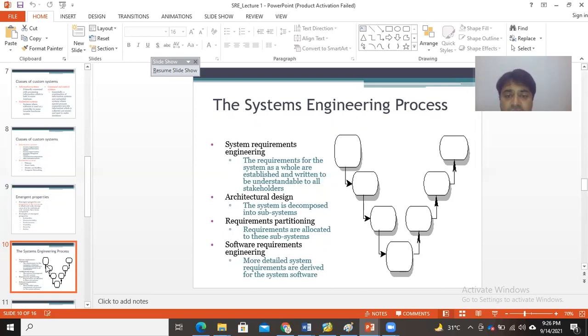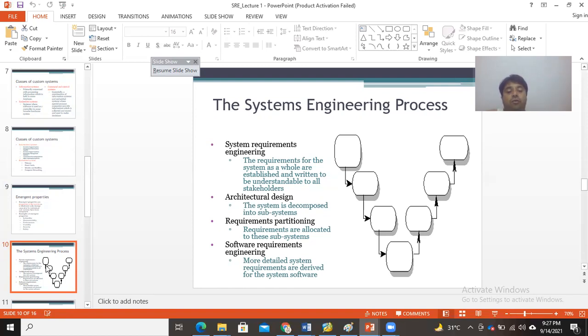Then the second step in the system engineering process is architectural design. In architectural design, the system is decomposed into subparts or subsystems, divided into manageable subparts. So the step we are following in the system engineering process is called architectural design. Then we perform requirement partitioning. Once the system is divided into subsystems and requirements are already obtained, we can assign requirements to those subsystems. This process is called requirement partitioning.